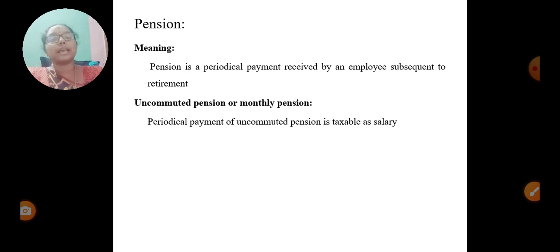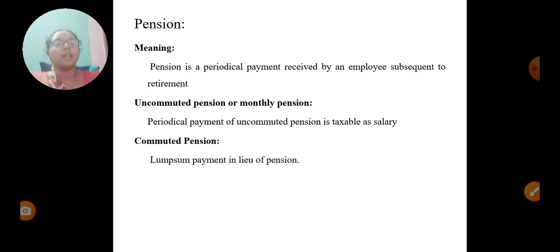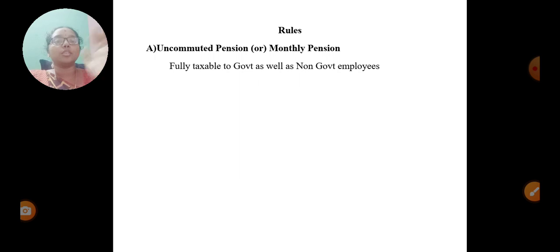Uncommuted pension is taxable as salary. So the monthly pension is taxable as salary. And the commuted pension, that is known as lump sum payment. So that lump sum payment is also taxable in certain scenarios. First one is uncommuted pension or the monthly pension, which is fully taxable to government as well as non-government employees.